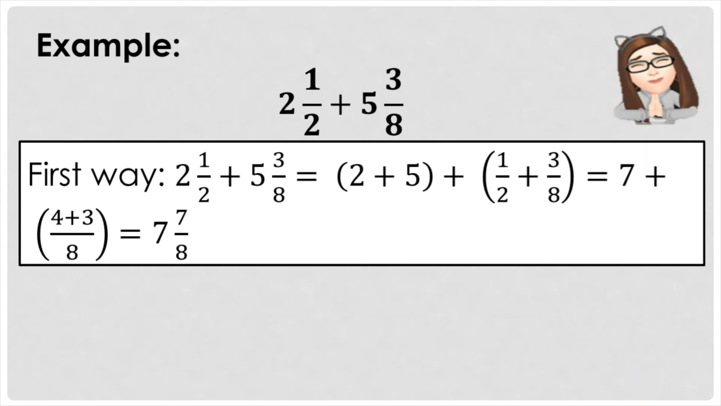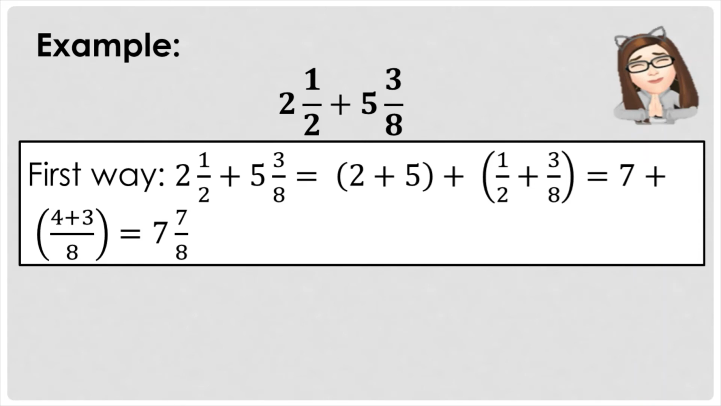So 2 plus 5 is simply equal to 7. Now, let us find the LCD of 2 and 8 because they are the denominators. The LCD of 1/2 and 3 over 8 is 8. Now, let us use the butterfly method.